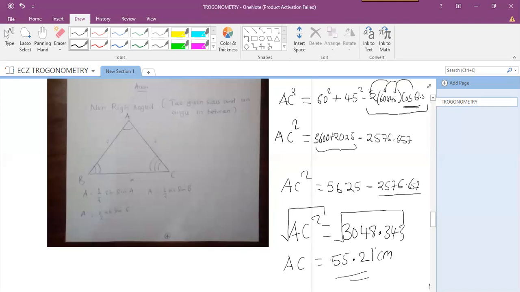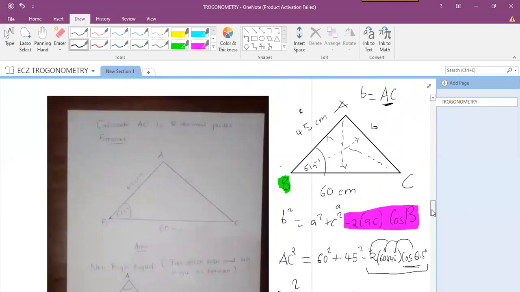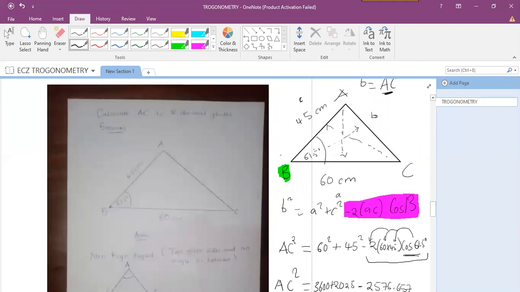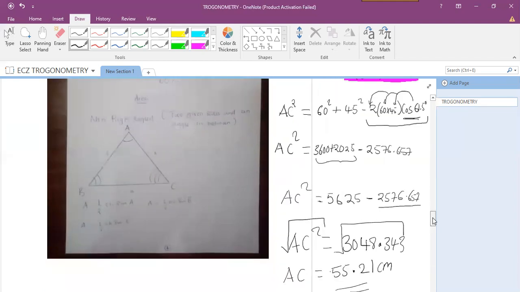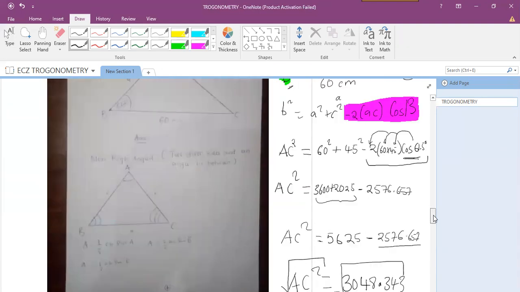So how do we identify in the exam room that we have to use cosine rule? You will always have one angle inside and 2 given sides. Then you just define your trigonometric angle. So this is b squared is equal to a squared plus c squared minus 2ac cosine B. Then you just substitute. After you substitute, you have to be very careful when calculating, extremely careful until you find your final answer.